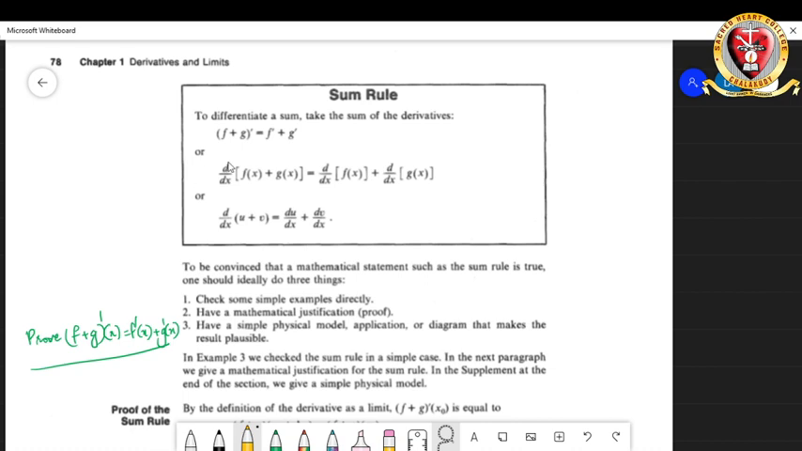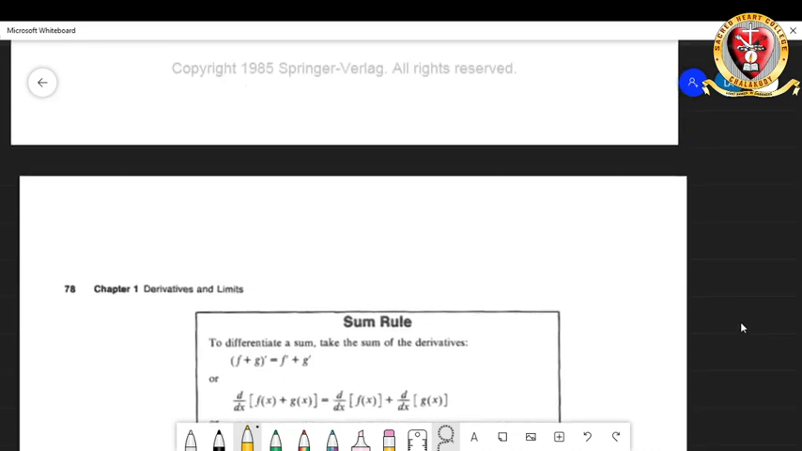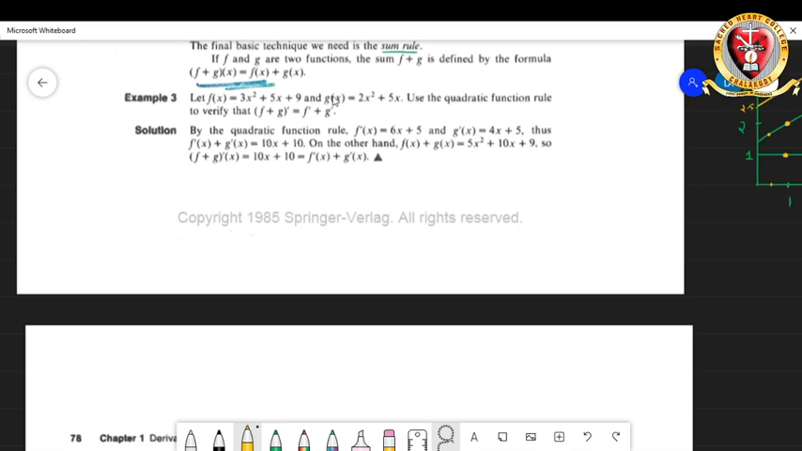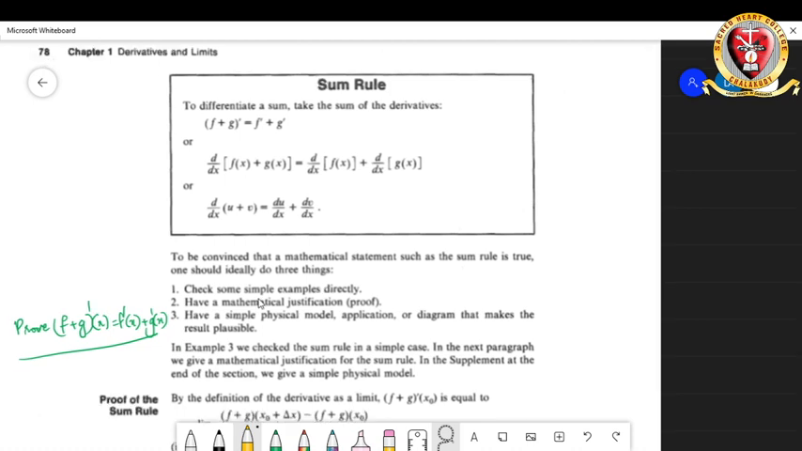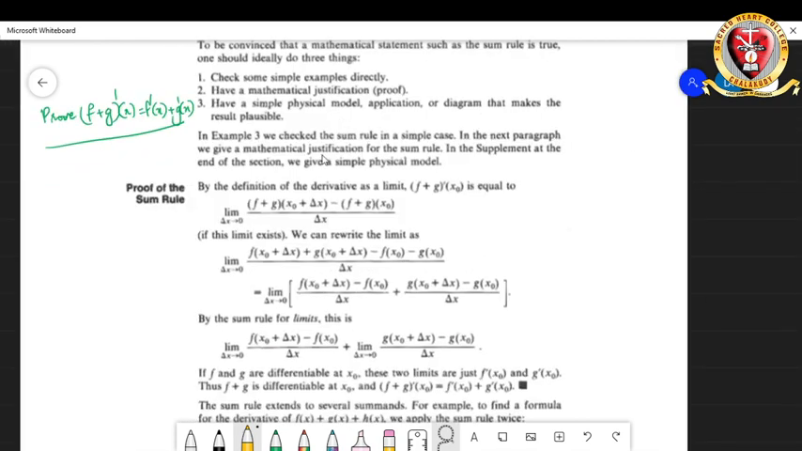So whenever you have a mathematical statement, see here we have the mathematical statement for the sum rule to be this. So we verified the statement is true for an example. Then you have to have a mathematical proof for that statement. And then you can have some application or diagram which makes the result true. So that's how we are convinced that a mathematical statement is true. So we are going to do the proof part.